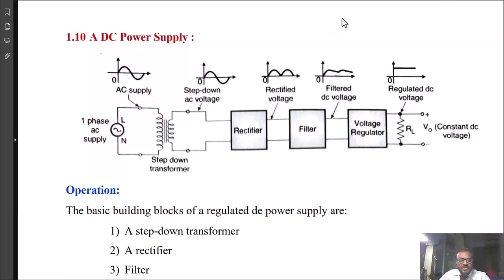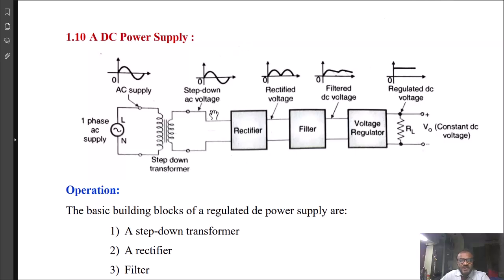The primary and secondary voltages in the transformer are related by the turns ratio. The secondary voltage V2 by the primary voltage V1 is defined as the turns ratio equal to Ns by Np, where Ns is the secondary number of turns and Np is the primary number of turns.